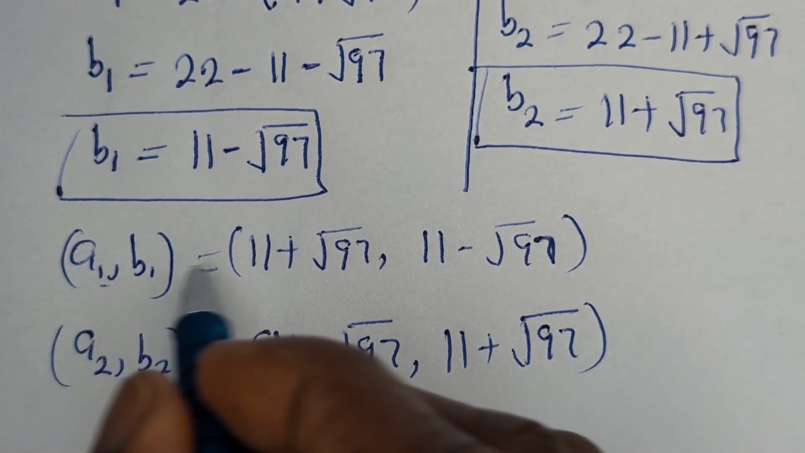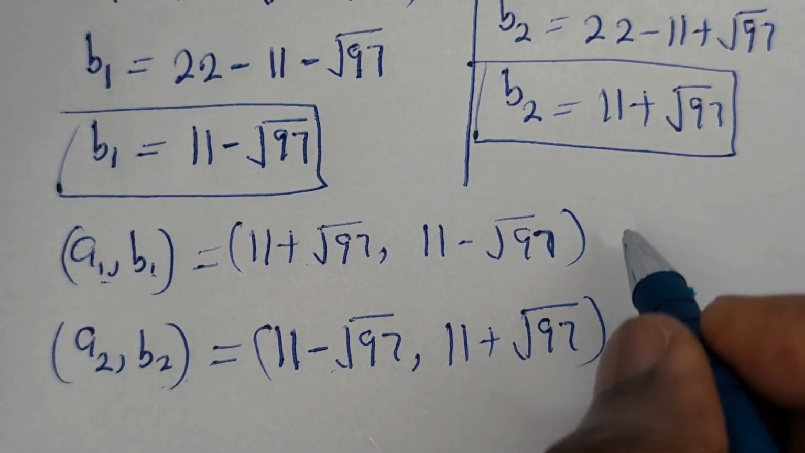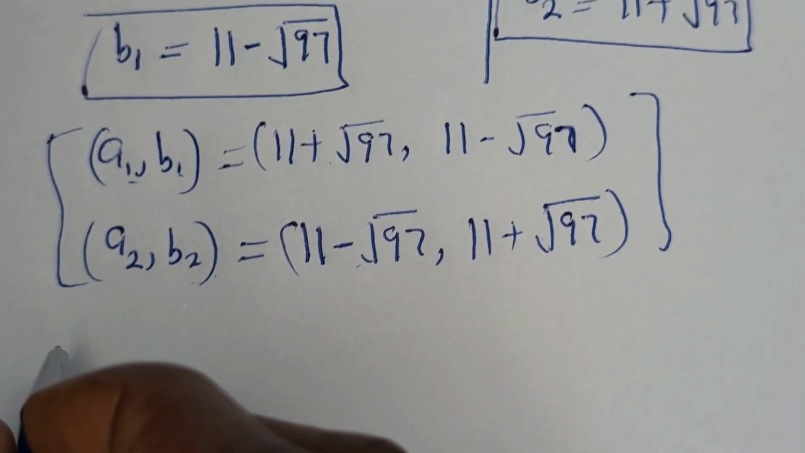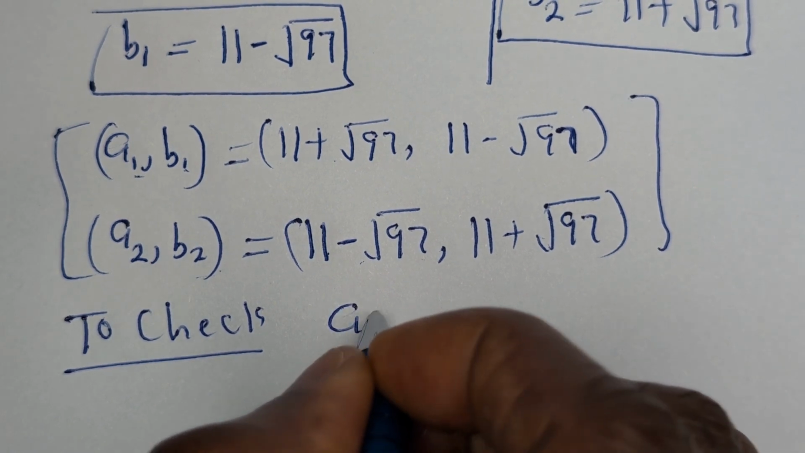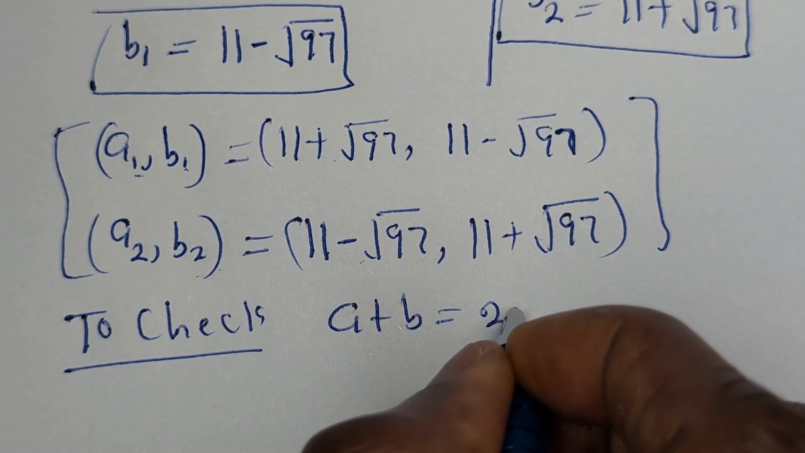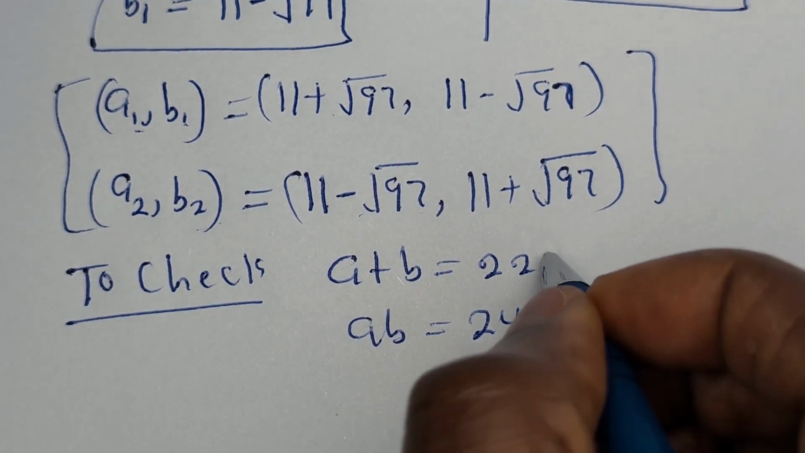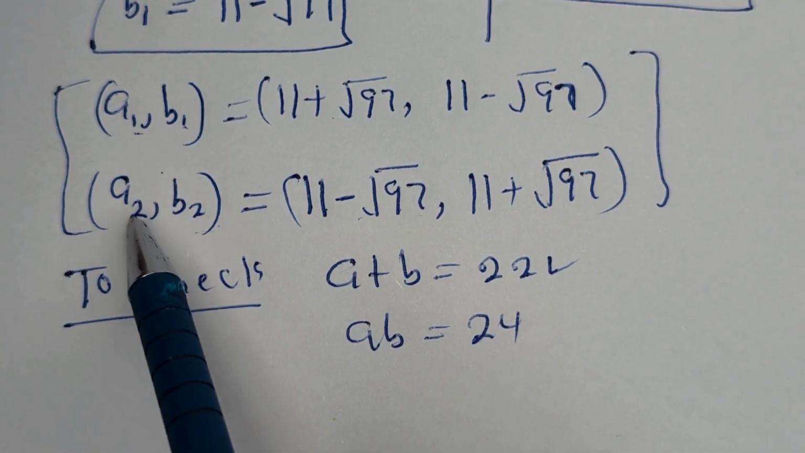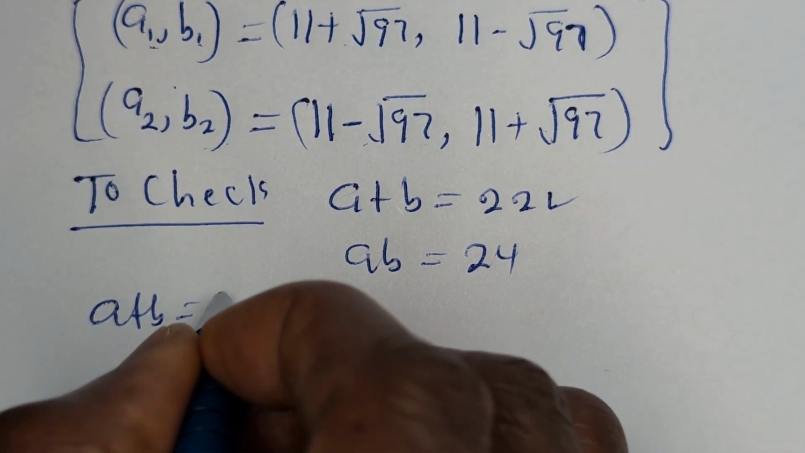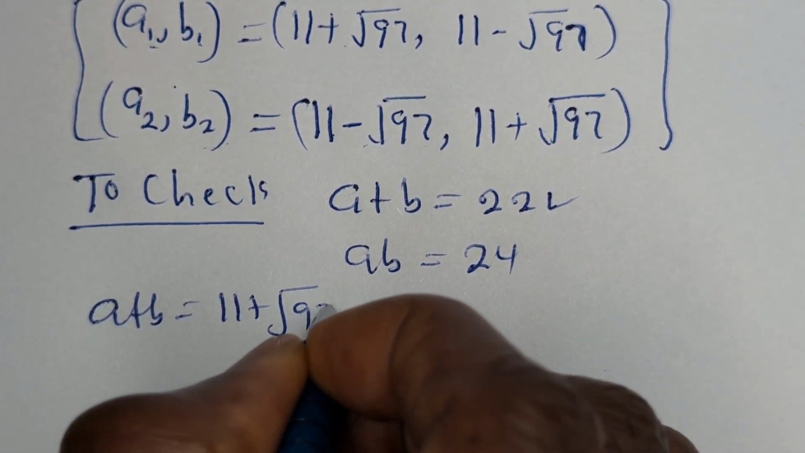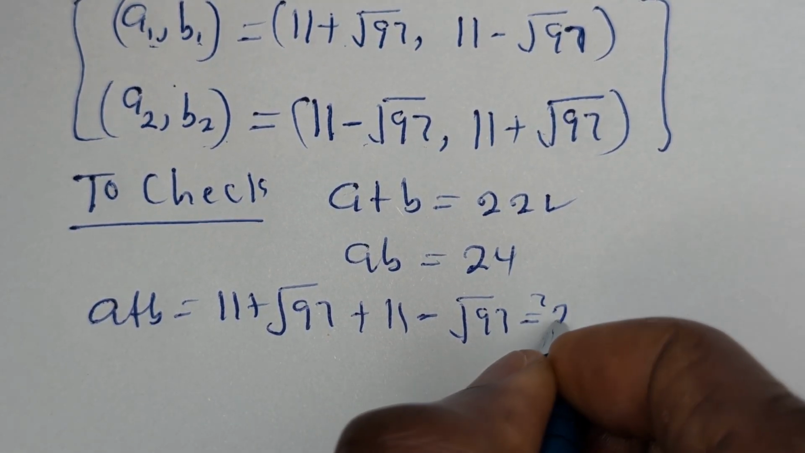You can see that the value of a1 here is equal to the value of b2 here. The value of b1 here is equal to the value of a2 here. We may check to confirm if this is right or wrong. Let's check. To check, we have the given equation a plus b is equal to 22, ab is equal to 24. Now let's consider this using either a1, b1 or a2, b2. We have a plus b, this is equal to 11 plus square root of 97 plus 11 minus square root of 97 must be equal to 22.